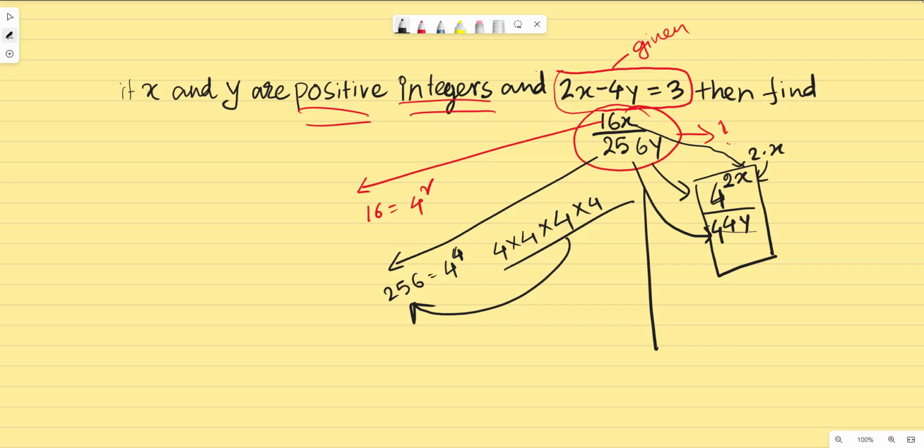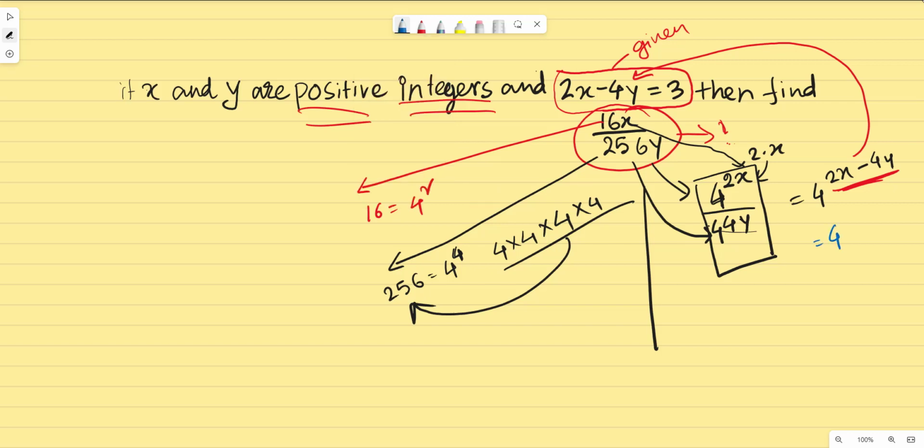Now after solving, it gives us 4 to the power 2x minus 4y. Okay, now we know the value that is given here, that is 3.